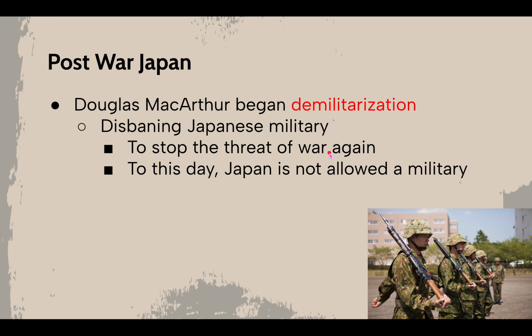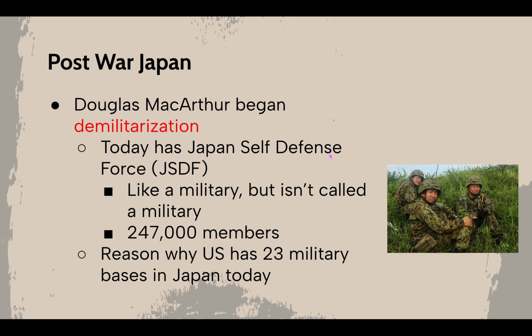Douglas MacArthur began demilitarization, which is disbanding the Japanese military. This is to stop the threat of war ever happening again, and to this day, Japan is still not allowed a military. They have something called the Japanese Self-Defense Force, which is kind of like a National Guard, but it is not considered a real full military. So today Japan has a self-defense force, like a military, but it's really not called a military. There's about 247,000 members of the JSDF today.